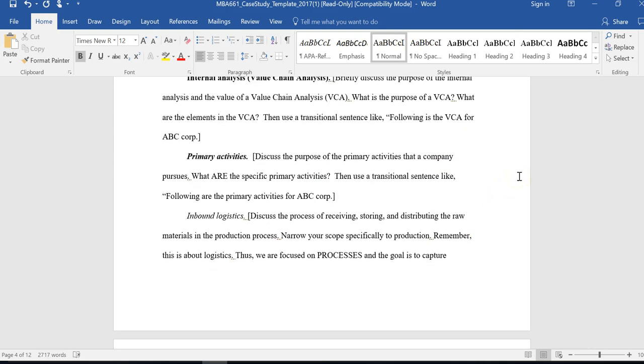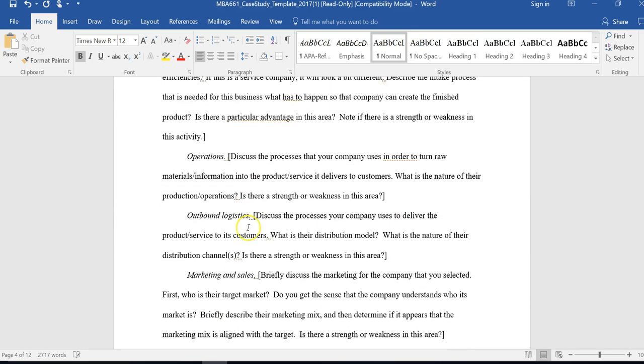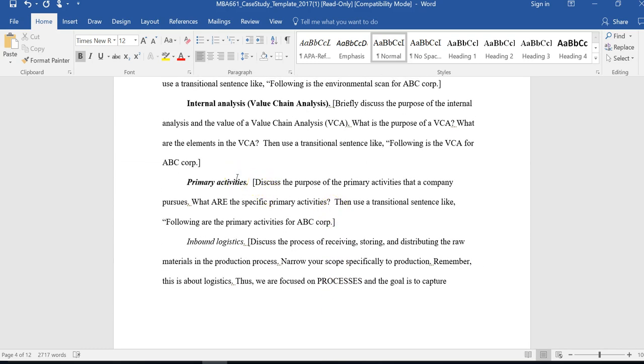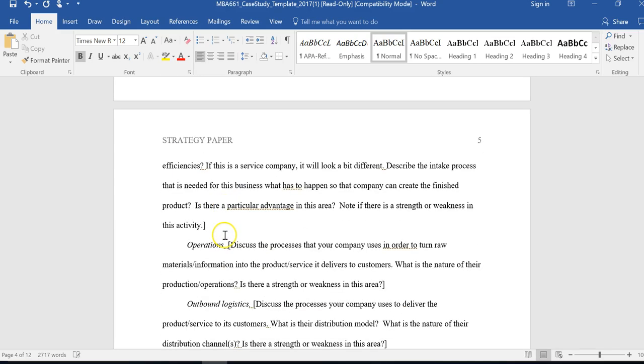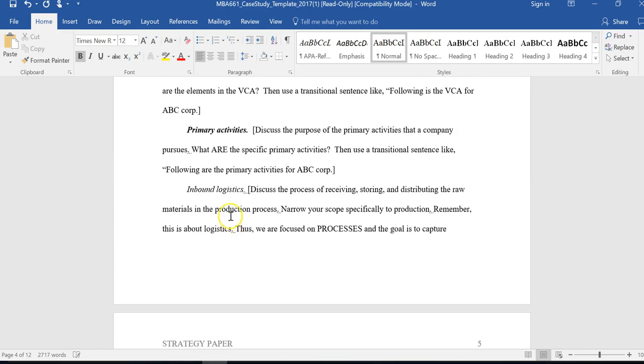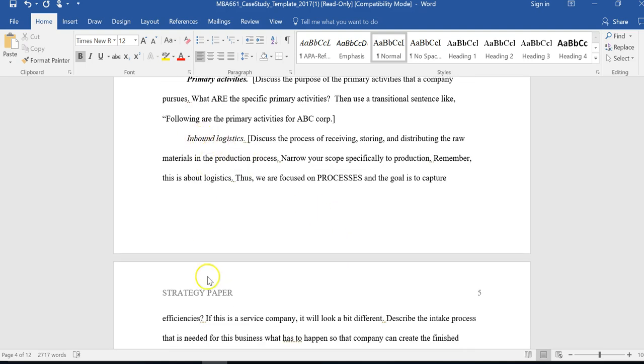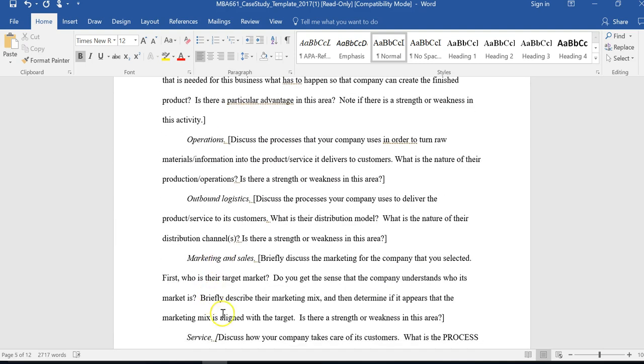It's going to continue on. If you remember back to our conversations, there are primary activities and then there are support activities. So you're just going to be defining these. You're not going to go into this right now. All you're going to do is set it up. Primary activities are those activities that, whatever they do, what are they? Primary activities include, there are 5 primary activities, right? Include, list them, and then say, these are the 5, or following are the primary activities for ABC Corp. Then you actually get into the meat that specifically relates to your company.